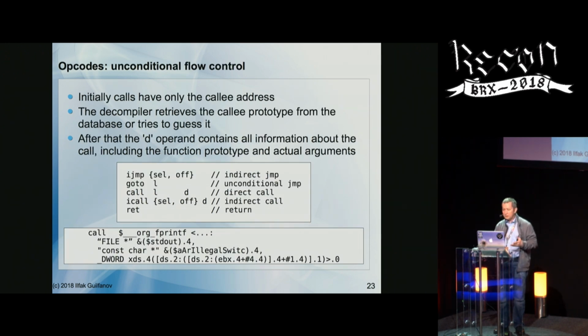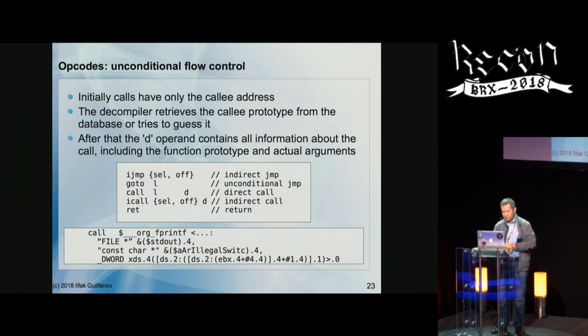The condition, the flow control. We have jumps, we have 2 different kinds of jumps: indirect jumps and direct jumps that are called go-tos. The call instructions, both direct and indirect, and the return instruction. The slide also shows a sample of a call instruction.